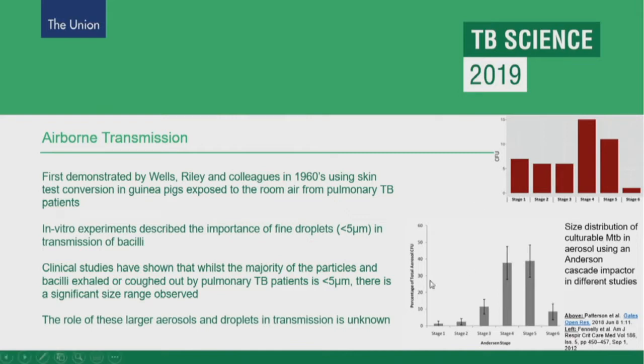To our left, you'll see a range of culturable aerosols captured by the Finelli group and also by Robin Wood's group in South Africa using a size cascade impactor. You'll see that while the majority of the aerosols do fall in stages 4 and 5, the respirable range under 5 microns, there is a diversity in that range. And the role of these larger and potentially smaller aerosols and droplets in transmission is currently unknown.